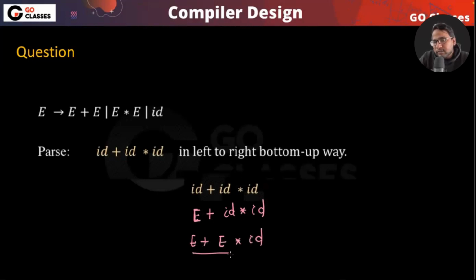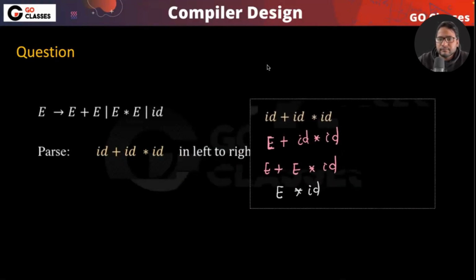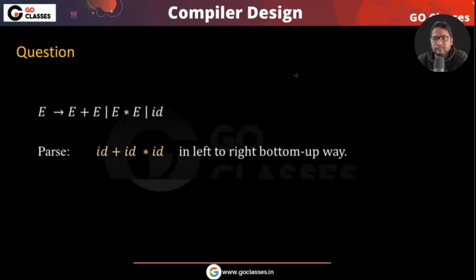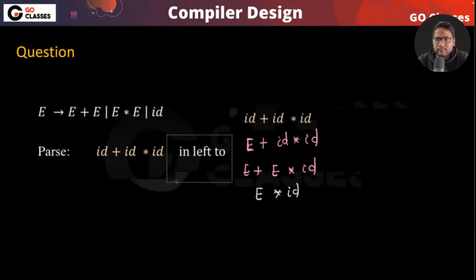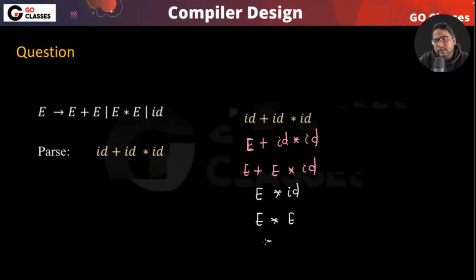What do you do now with E plus E? Maybe you can reduce this, right? Maybe it depends on you. If you want, you can go further and reduce this to E, or you may reduce here also. It depends on you. But let's suppose we are reducing it. Then what is the next step as a bottom-up parser? Then you will say, this is E, this is E, this is E. Now let me reduce this also to E. Then ultimately let me reduce to E, right?